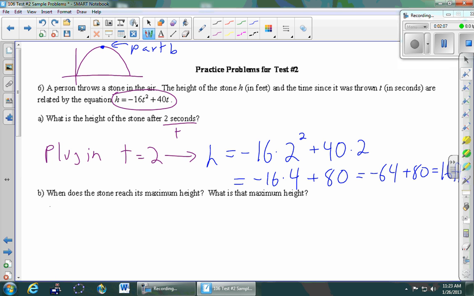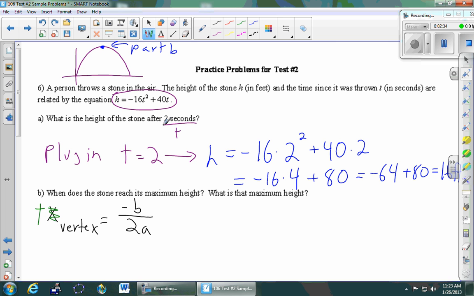So our little formula was the x-coordinate of the vertex is equal to, it's a fraction, negative b over 2a. Okay, we don't have x in this problem, we have t, so let me change that to a t. I'll just cross it off and change it to a t right here. So the t-coordinate of the vertex is negative b over 2a.